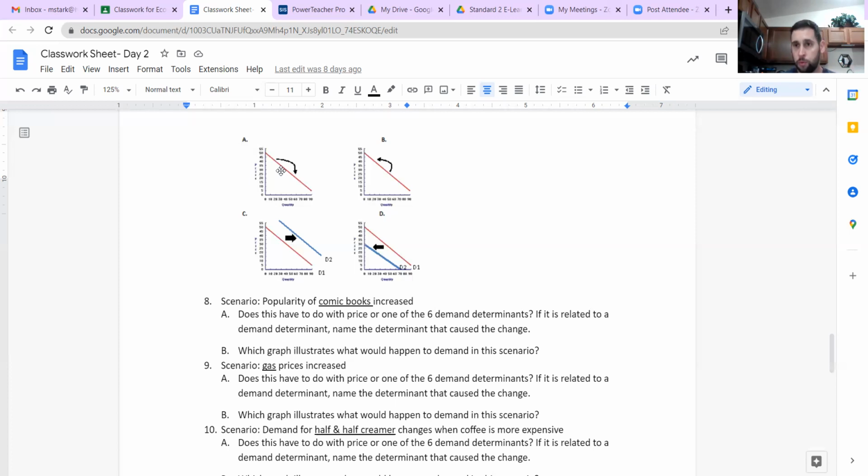Well, if you go through them, you see that the one that deals with things becoming more or less popular is consumer taste, or consumer preference is another name for it. And several of you got it right on there.